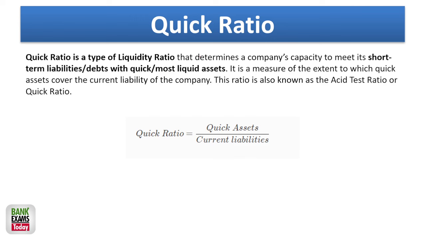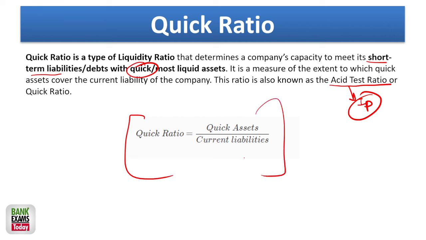So let's start the topic with quick ratio. Quick ratio is a type of liquidity ratio that determines a company's capacity to meet its short-term liabilities or debt with the quick assets. It is also known as acid test ratio. Please remember that. It determines a company's ability to meet its short-term liabilities with most liquid assets. So the simple formula: quick ratio is equal to quick assets divided by current liabilities. This is the simple formula to find out the quick ratio.